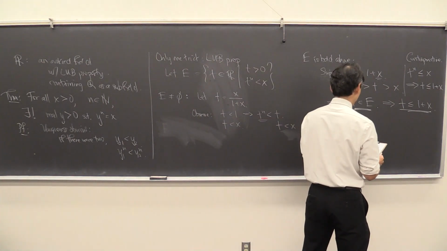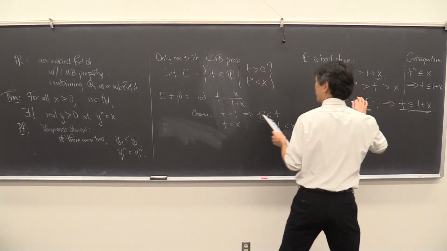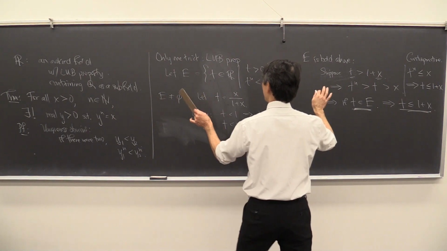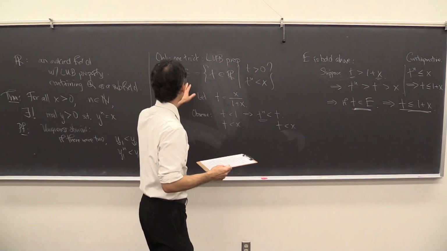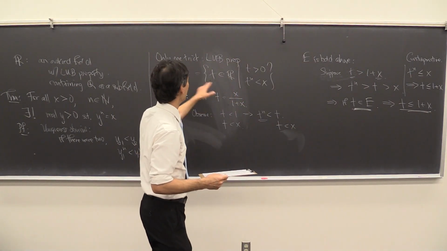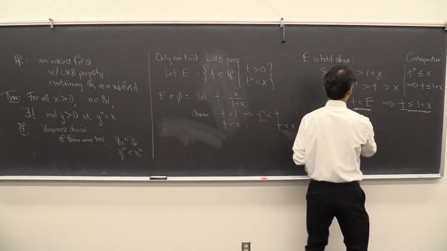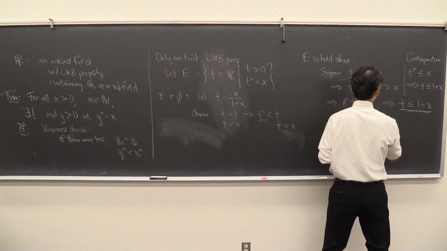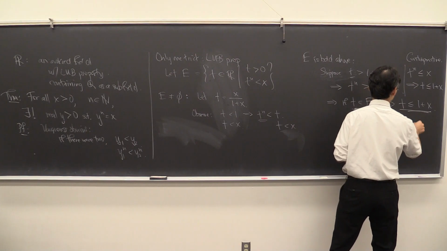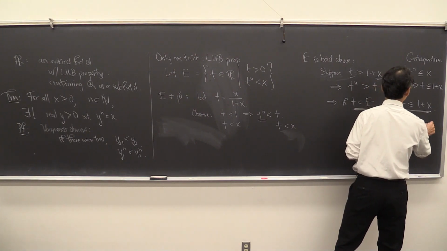Okay, great. So what does that give us? We can use the least upper bound property. E is not empty and has an upper bound, so E has a least upper bound. Let's call it y.